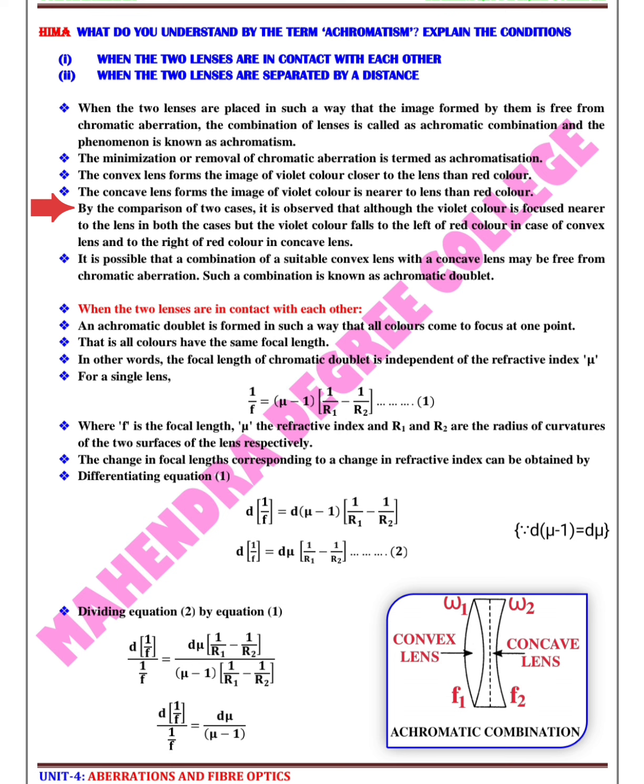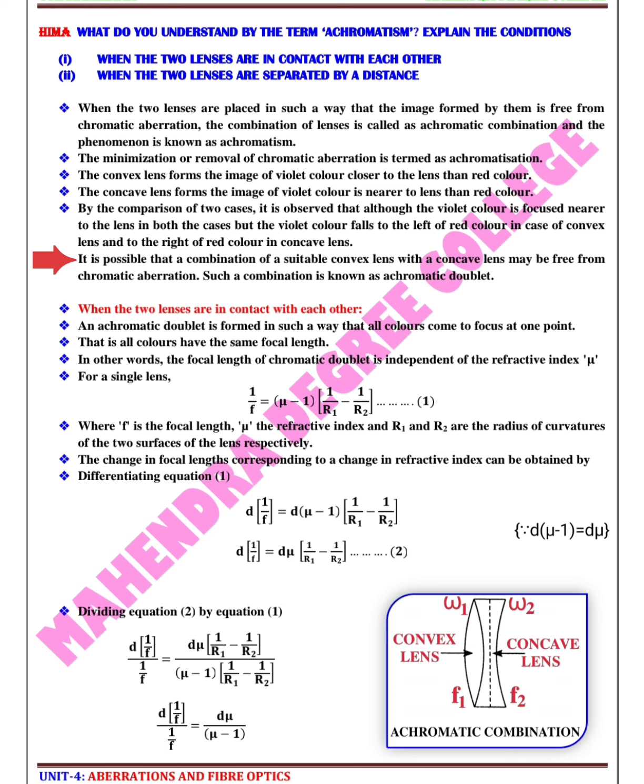In very simple explanation, even though violet light always focuses closer to the lens than red light, its position flips sides depending on whether the lens is convex or concave. It is possible that a combination of a suitable convex lens with a concave lens may be free from chromatic aberration. Such a combination is known as achromatic doublet.